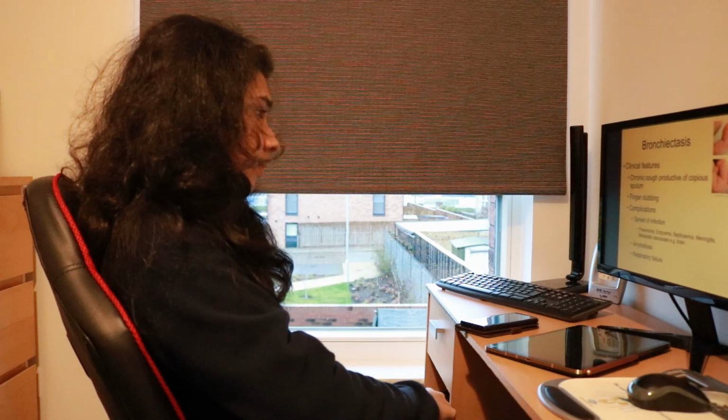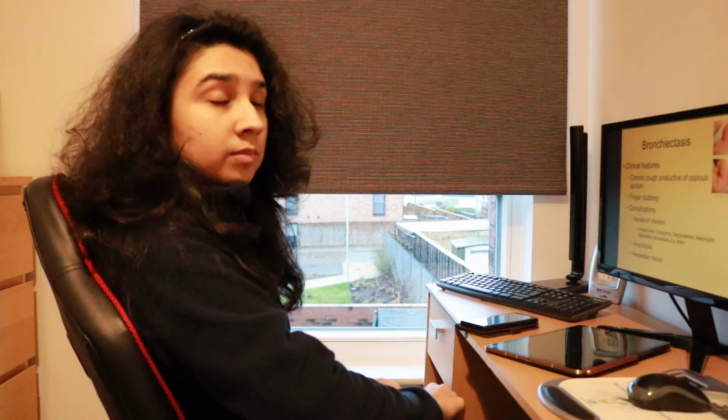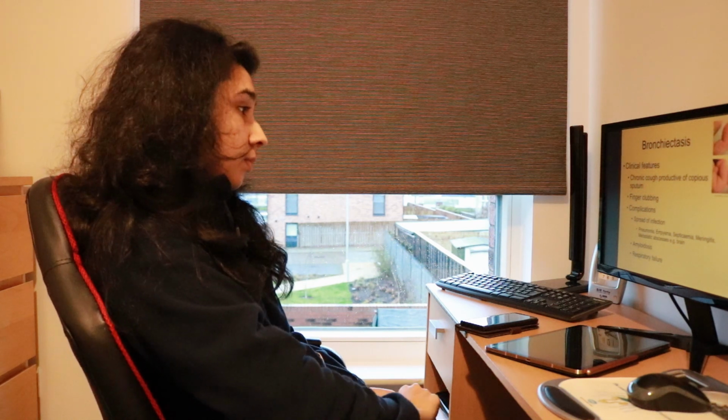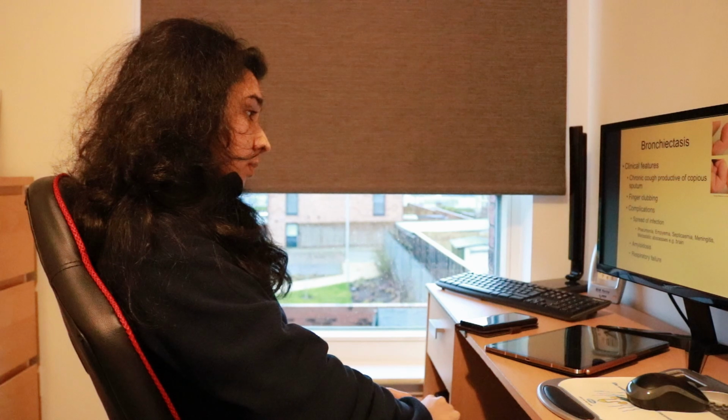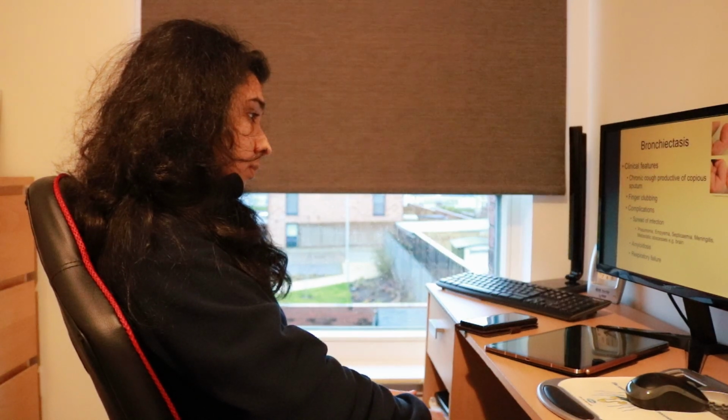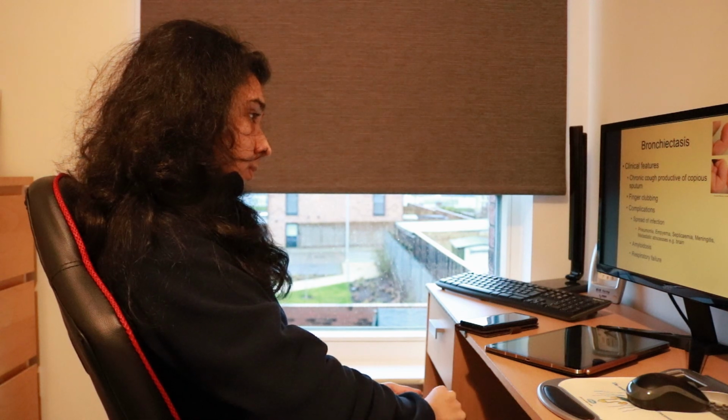Another complication is amyloidosis. This is the deposition of an abnormal protein in parenchymal organs, particularly the kidney, which can cause kidney failure, and in the heart, which can cause cardiac failure. If the bronchiectasis is widespread enough and associated with significant lung damage, then this may lead to respiratory failure.